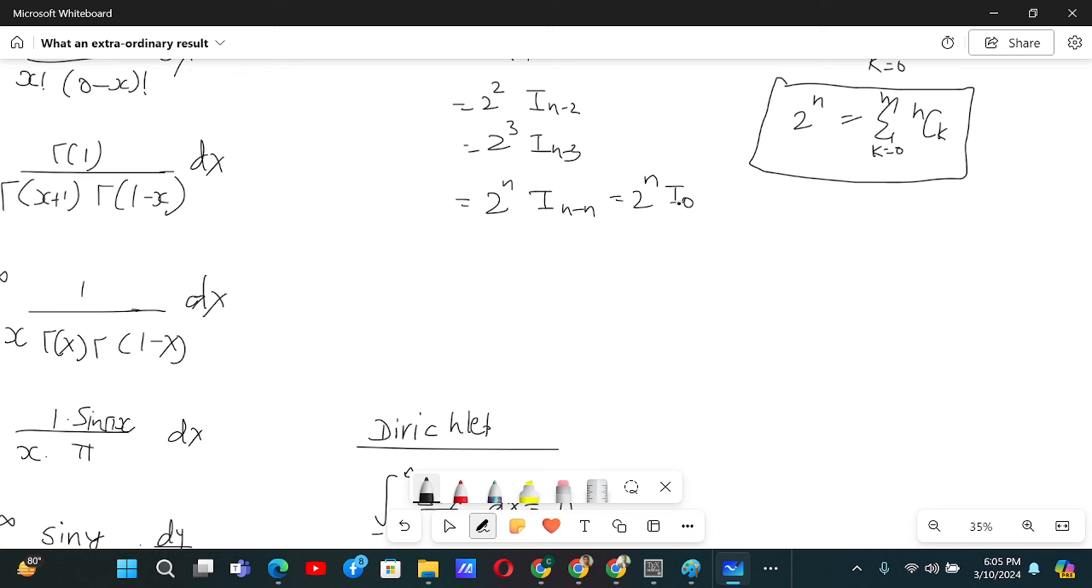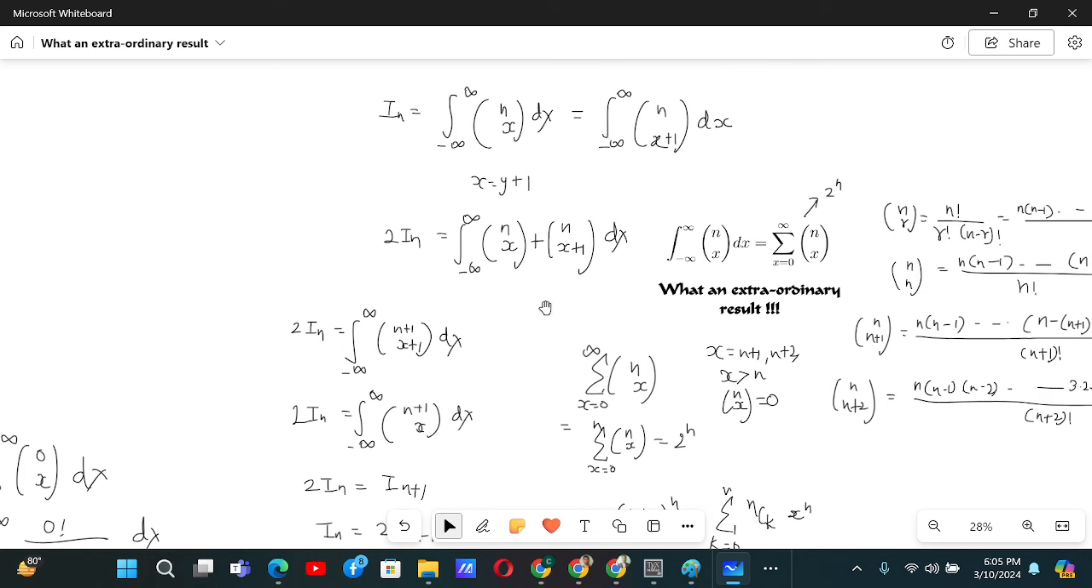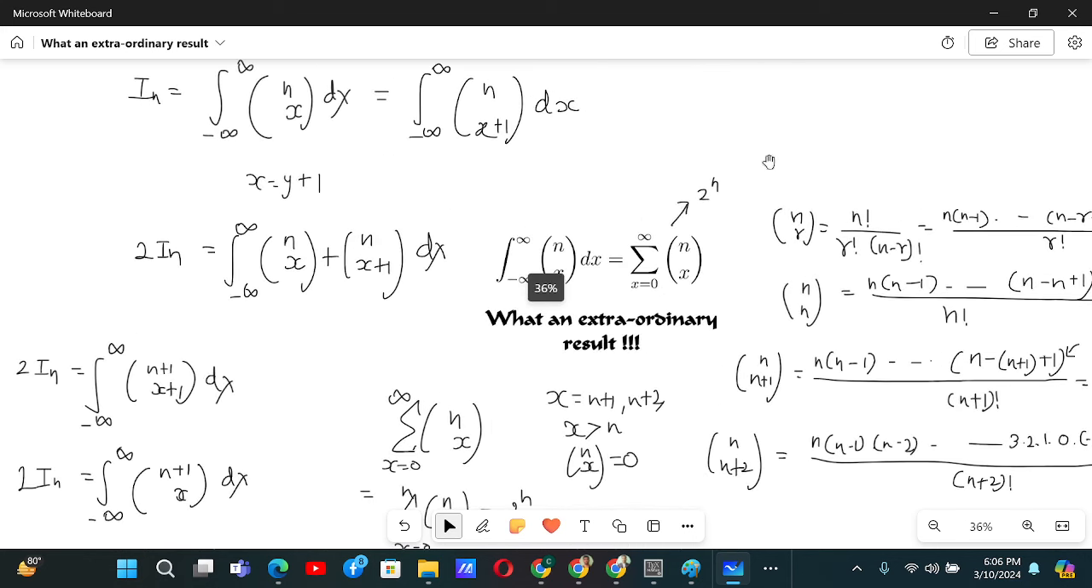That's why I can say that this is 2 to the power n times 1, so that's 2 to the power n. Now, from both sides, we got the result to be 2 to the power n. So that's why we have now rigorously proved that both of these results are 2 to the power n and they are the same.